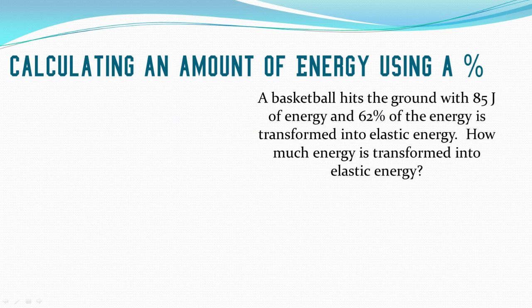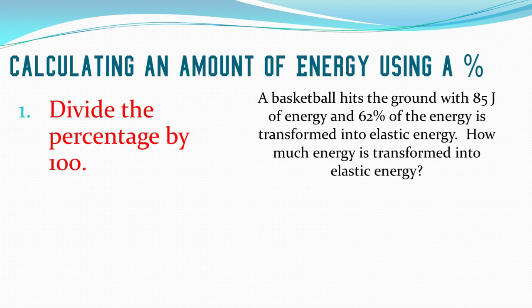Let's apply this to an example. A basketball hits the ground with 85 joules of energy, and 62% of the energy is transformed into elastic energy. How much energy is transformed into elastic energy? There's a difference between the percentage of energy and the amount of energy. We started with 85 joules. I need to find what 62% of 85 is. This will tell me how much energy was transformed into elastic energy.